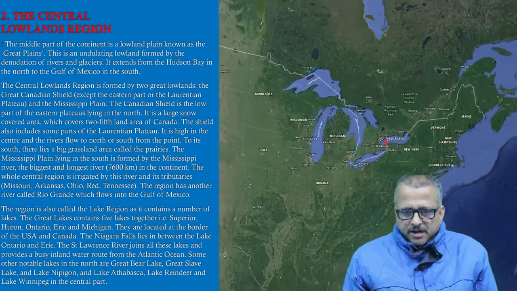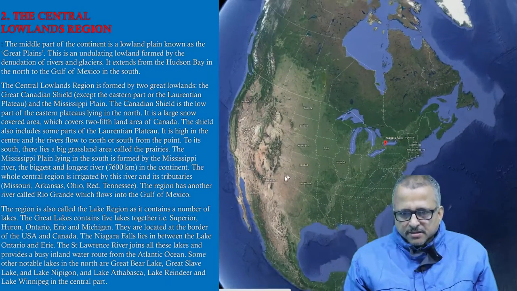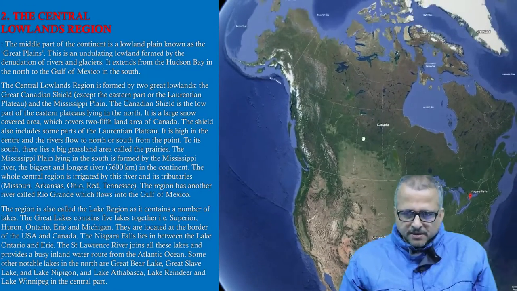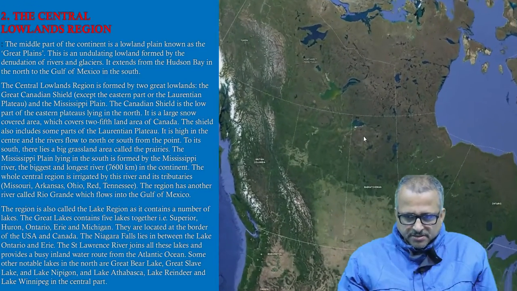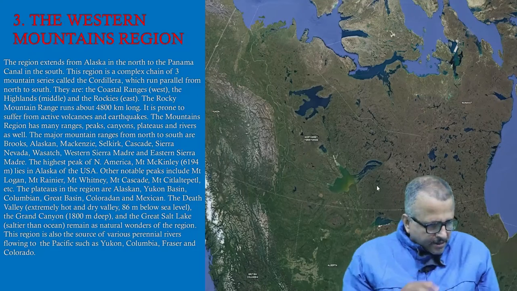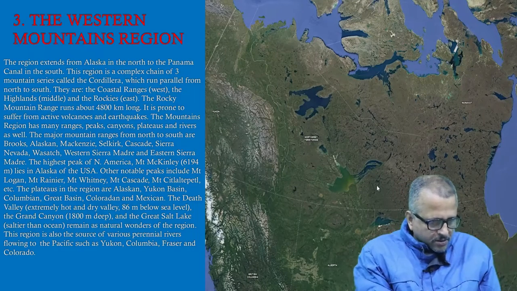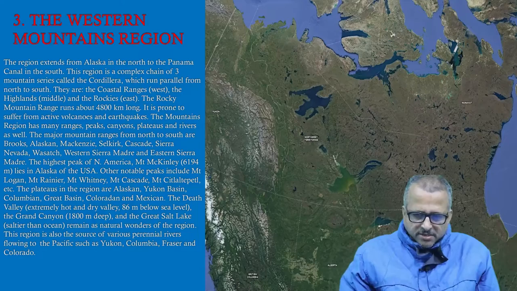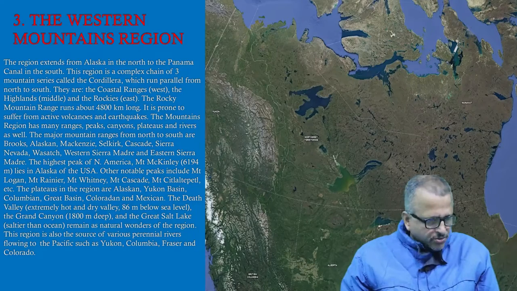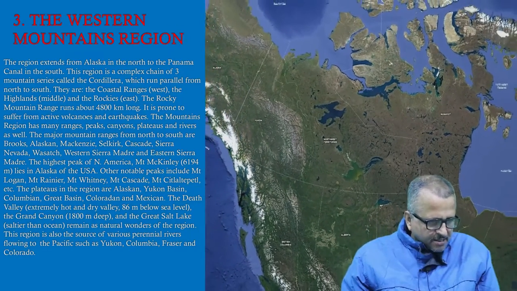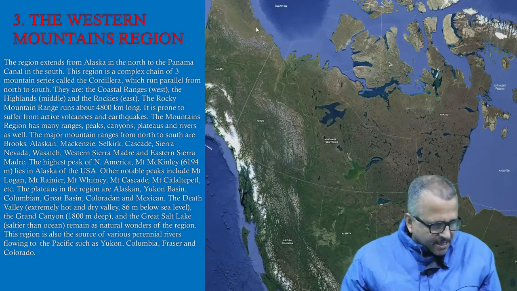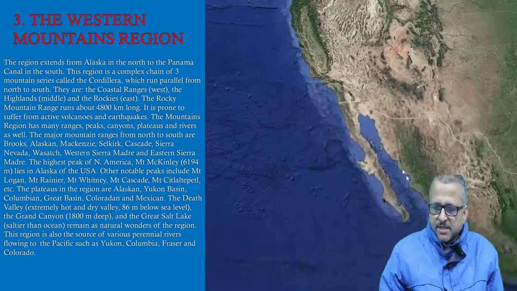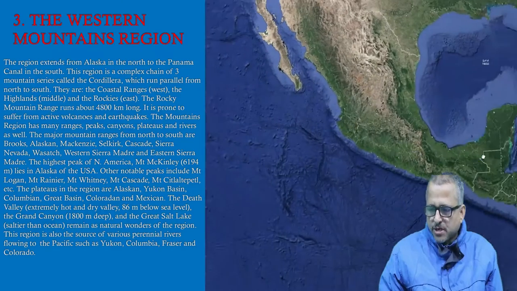Now, if we are talking about this, so many lakes are here in the central part of this continent, you see. Now, if we talk about the western mountain regions, I have to show you this. This region is from Alaska. This is Alaska, up to what I showed you previously, the narrow isthmus of Panama.